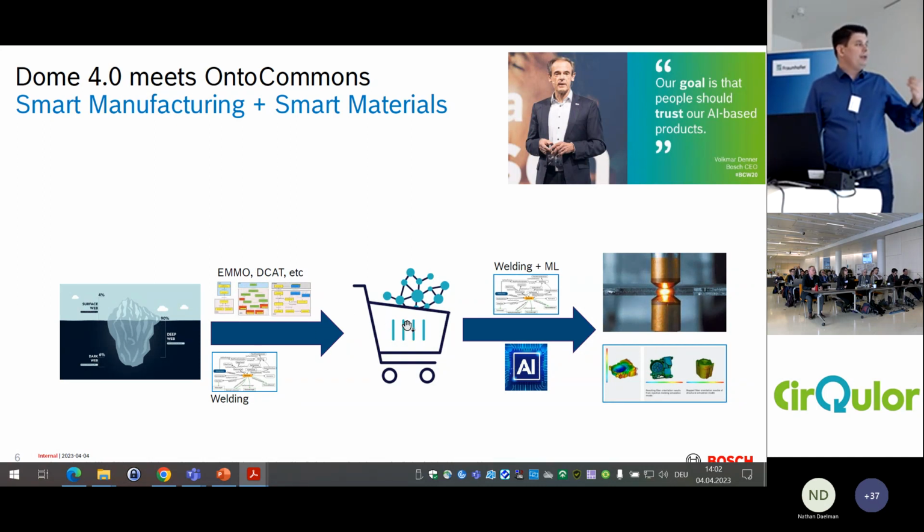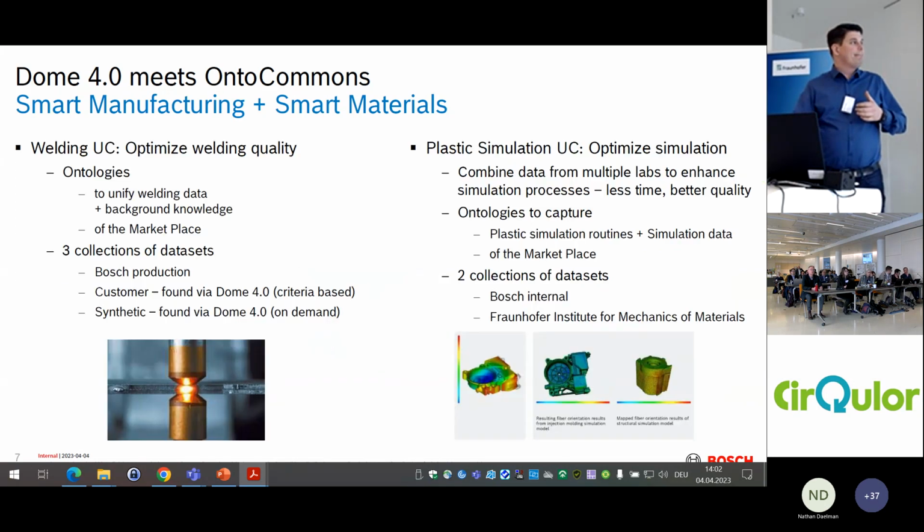That allows us to shop for the right data, and then take this right data, push it into the AI with the help of AI and machine learning and welding ontologies, also developed in the context of OntoCommons, and then we can do the task of welding quality prediction or enhanced material simulation. That's how it is connected inside BOSCH, the projects and the things which are happening.